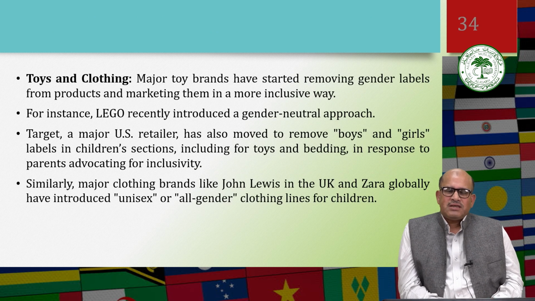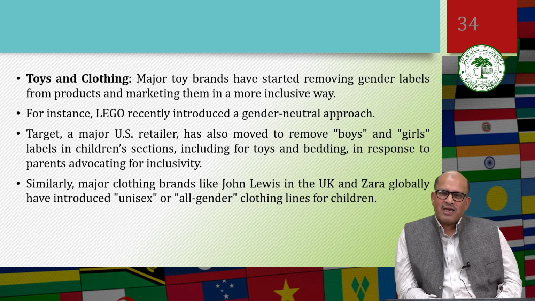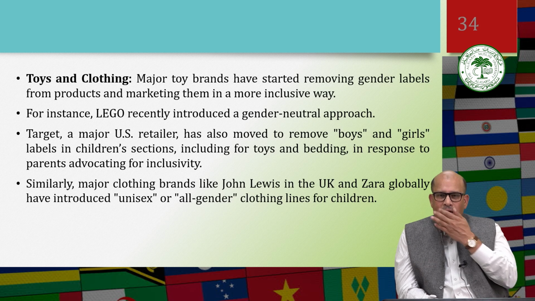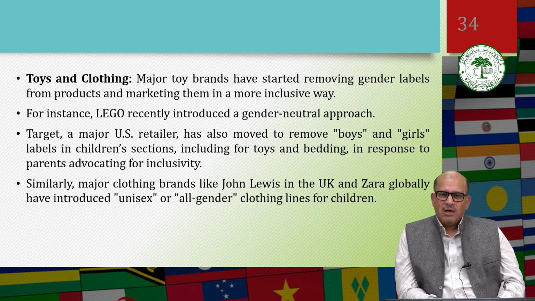First, in toys and clothing, major toy brands have started removing gender labels from products and marketing them in a more inclusive way. For instance, Lego recently introduced a gender neutral approach, releasing building sets and ads that do not specify whether the toys are for boys or girls. Target, a major US retailer, has also moved to remove boys and girls labels in the children's section, including for toys and bedding, in response to parents advocating for inclusivity.